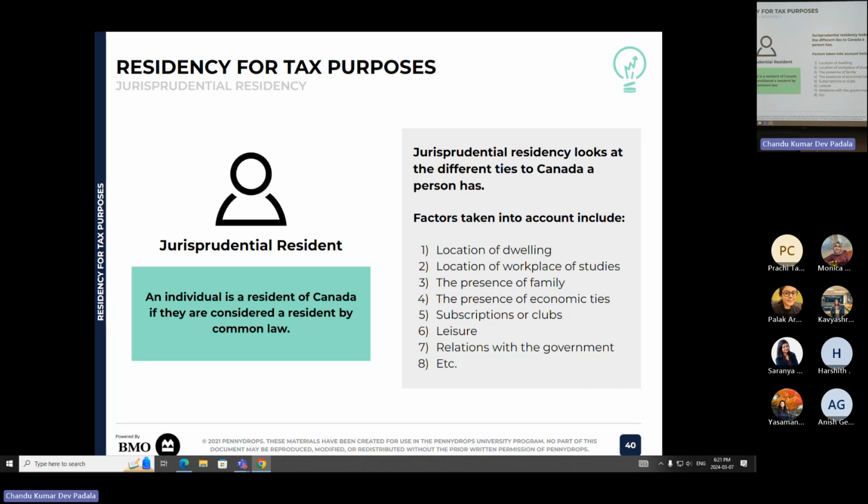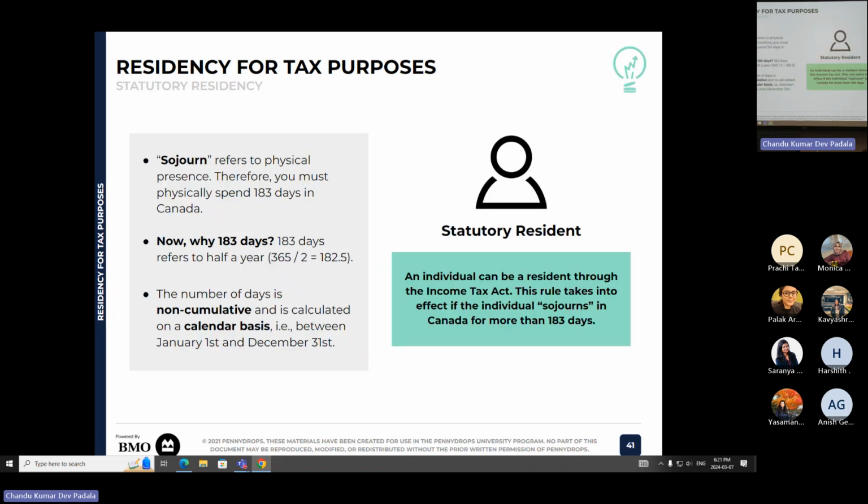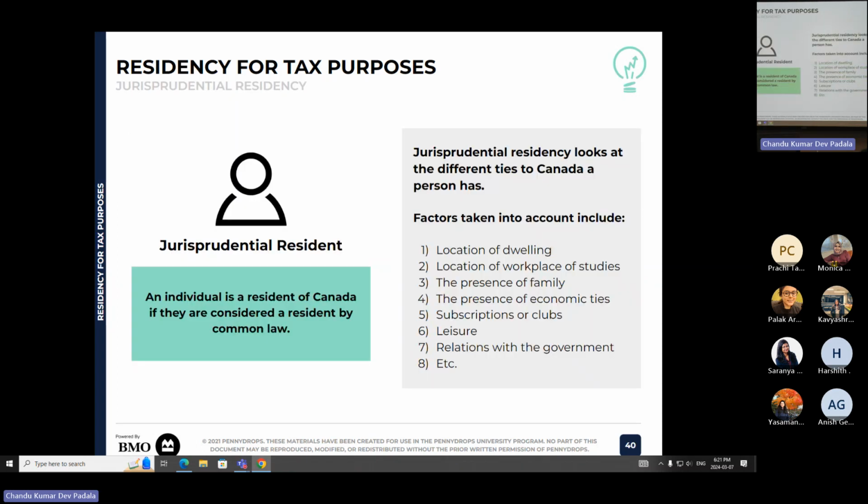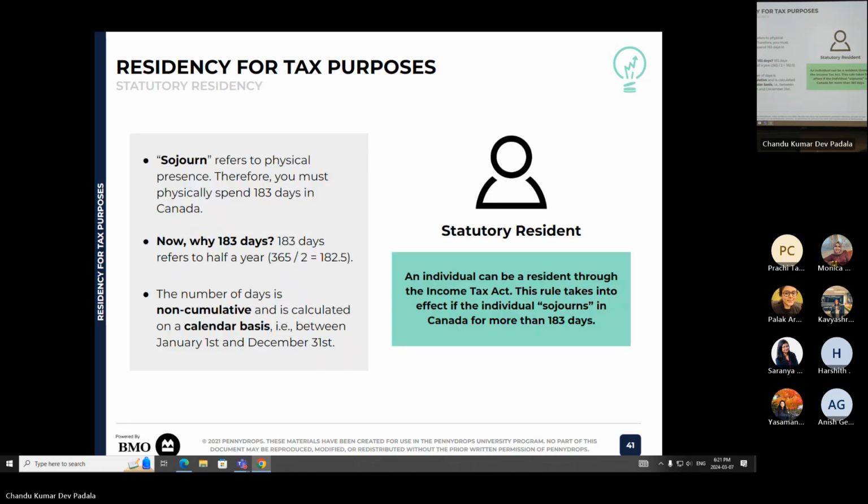The location of your workplace or studies. If you work in Canada, that's also going to make you more likely to be a jurisprudential resident. If you have family here, any other economic ties, so if you run businesses here, if you're part of any clubs or leisure activities. The more things you can check off this list, the more likely it is the government is going to consider you a jurisprudential resident, which means you'll have to pay tax in Canada.